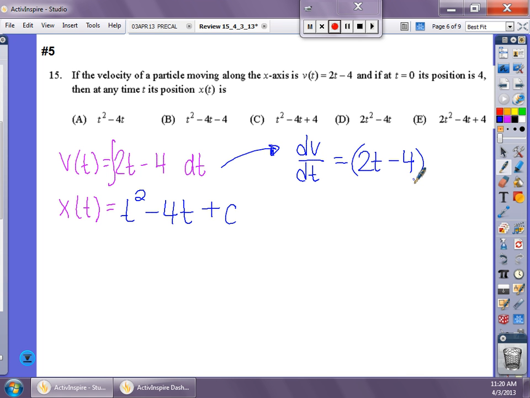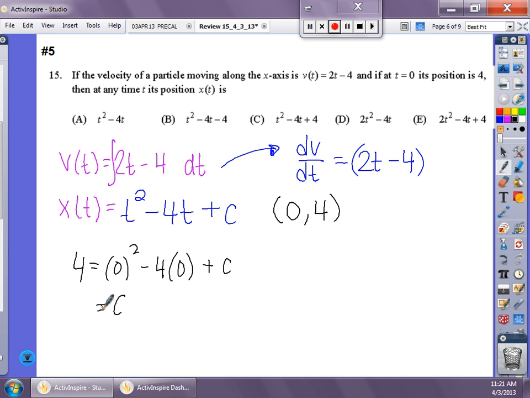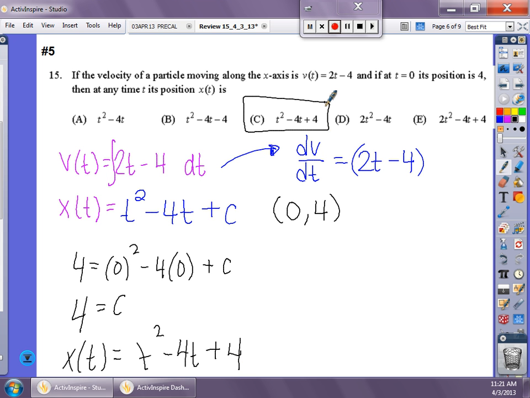All right, so now that I have my plus c, I know that the point originally on position, the x function, is 0, 4. Substitute that in. We get 0. I'm going to show my work just so you have it. And then plus c. Therefore, c is equal to 4. Therefore, my position function is t squared minus 4t plus 4, which gives us letter C. Notice letter B, the only difference was that minus 4, so if you made a little mistake, you could end up with a minus 4. All right, so that's one answer.